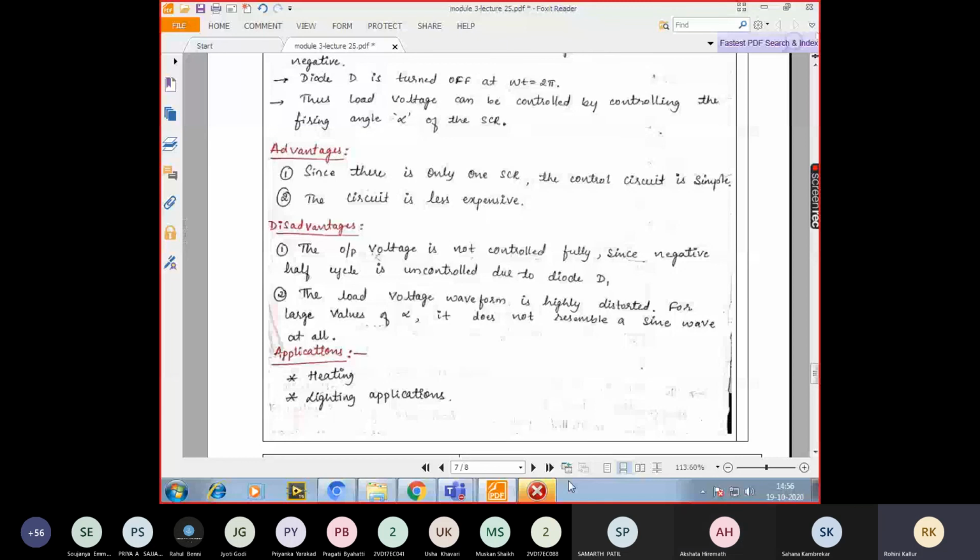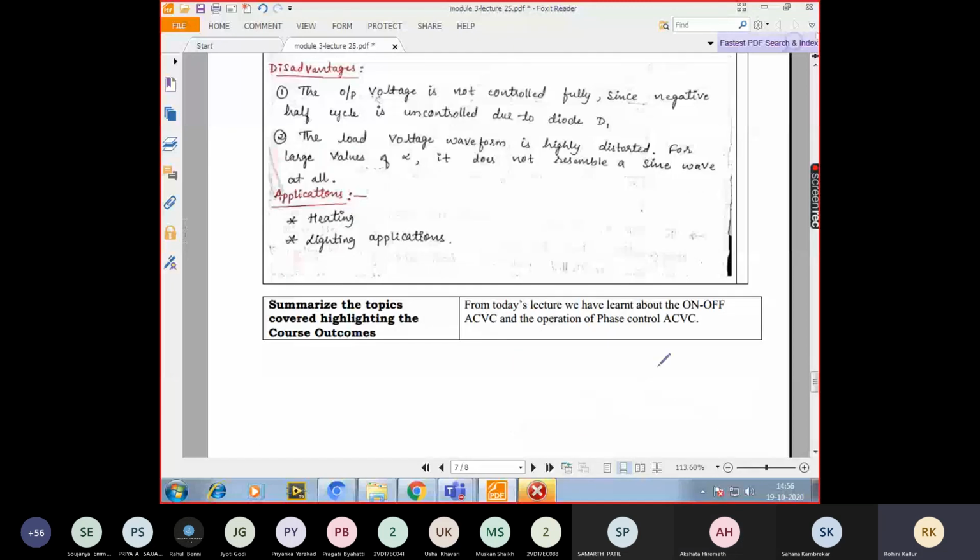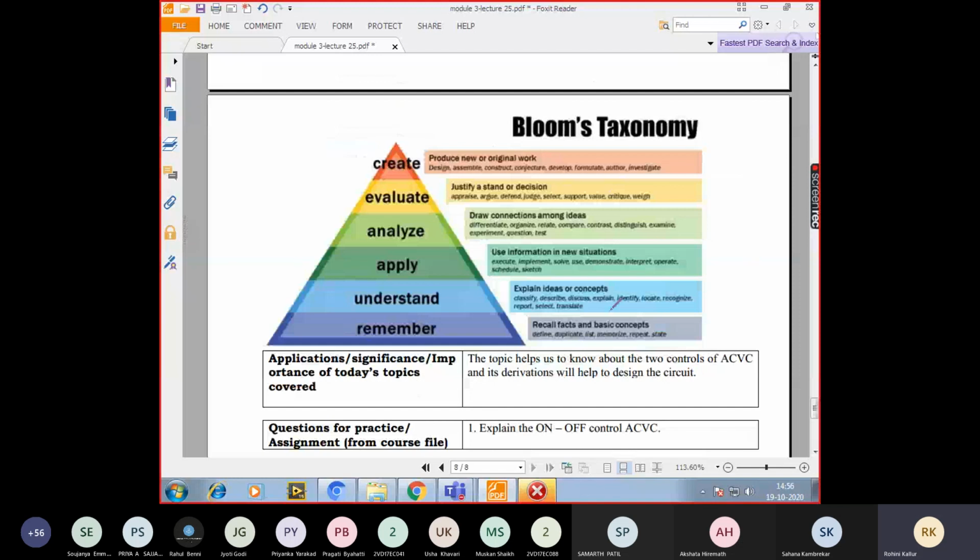Yes, ma'am. To summarize, in today's lecture we have learnt about on-off control of the AC voltage controller and the operation of phase control. The derivations for phase control we will do in the next class. This is Bloom's taxonomy level L2, because you need to understand the operation of on-off control as well as phase control. If we solve problems on this AC voltage controller, then it will be the apply level, level 3. Now it is operation, so it is the understanding level.